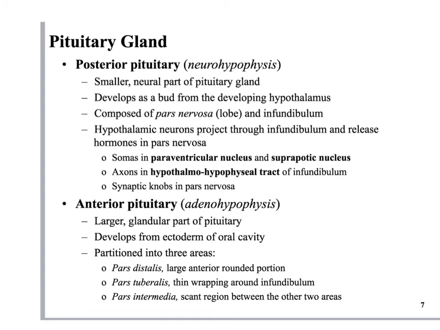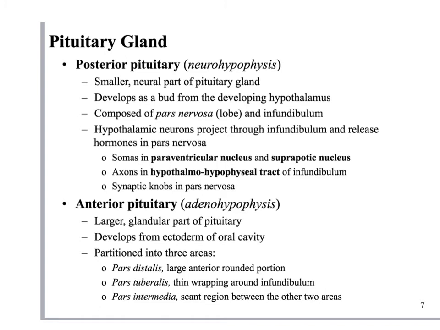Okay, the adenohypophysis, or the anterior pituitary. Adeno, right? Every time you see adeno, that refers to epithelium or some type of glandular tissue. Adenoma, it's a glandular type of cancer. And it's partitioned into three areas. So we have the pars nervosa, and then we have the other, that's the posterior pituitary.